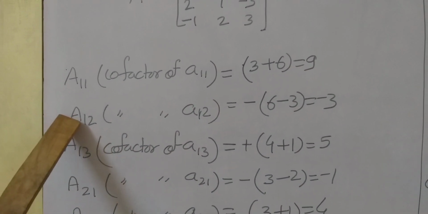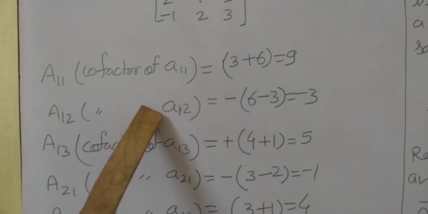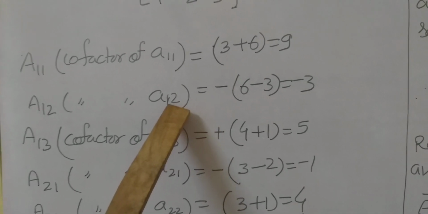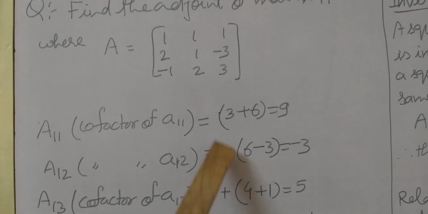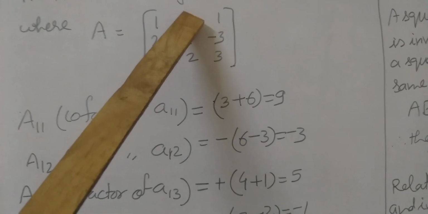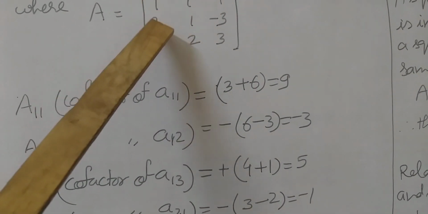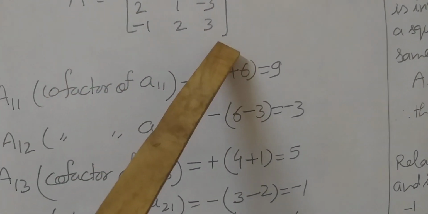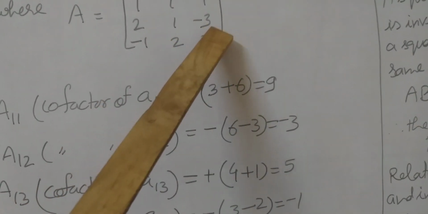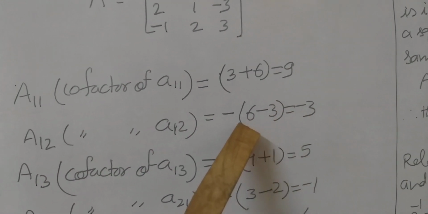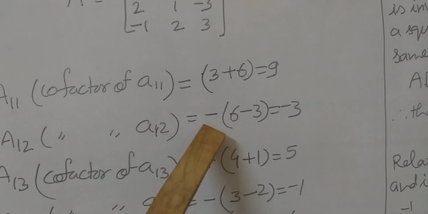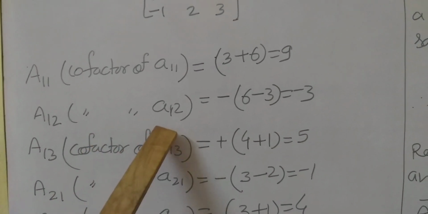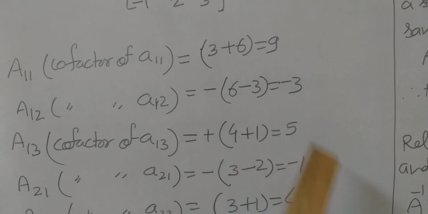Now students, we have to find out A12, the cofactor of A12. Add both of them, 1 and 2, the sum is 3, odd, so we have to put a minus sign. This is A12. We have to delete its row and column. These are the left values. Find out its determinant. 2 times 3 is 6 and -1 times -3 is 3. So minus, because it is odd, and 6 minus 3 equals 3. So the cofactor of A12 equals -3.